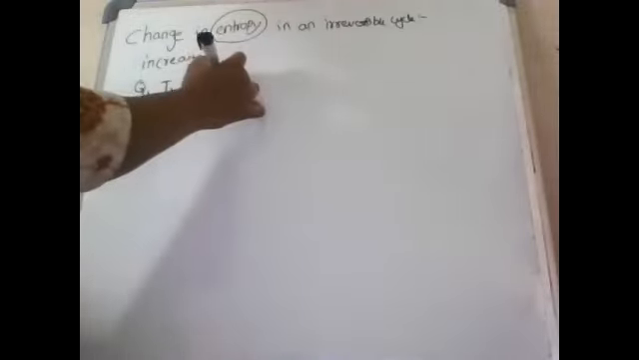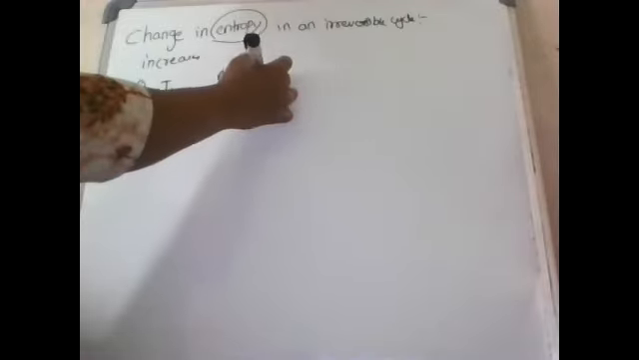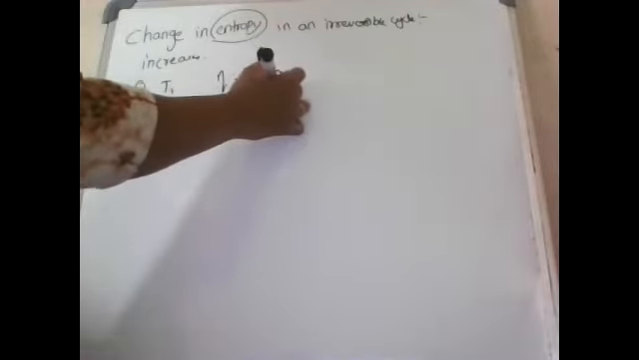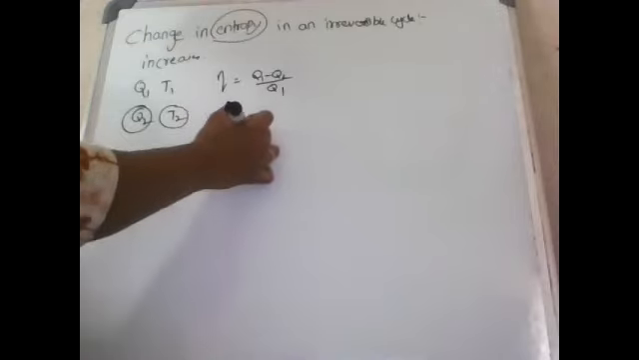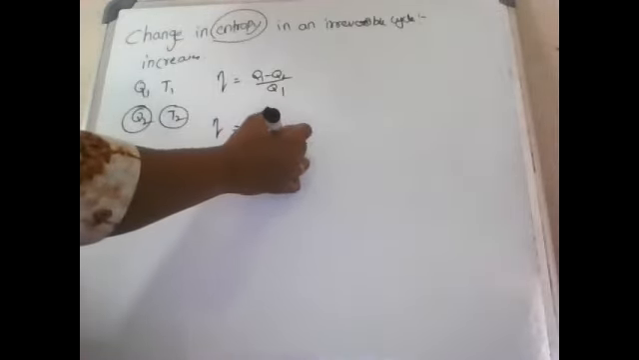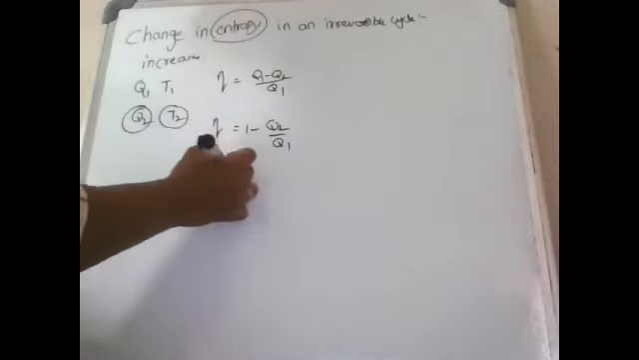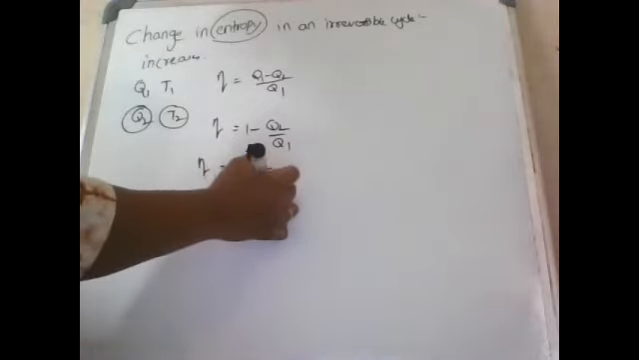The efficiency of this cycle is given by eta equal to (Q1 minus Q2) by Q1. So already we know that the efficiency of a reversible Carnot cycle is given by eta equal to 1 minus Q2 by Q1, or eta equal to 1 minus T2 by T1.